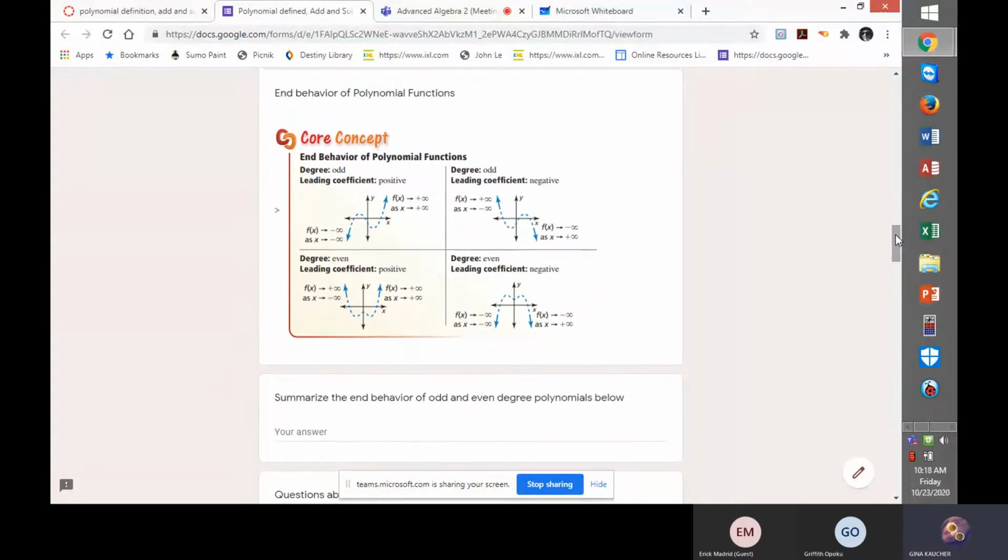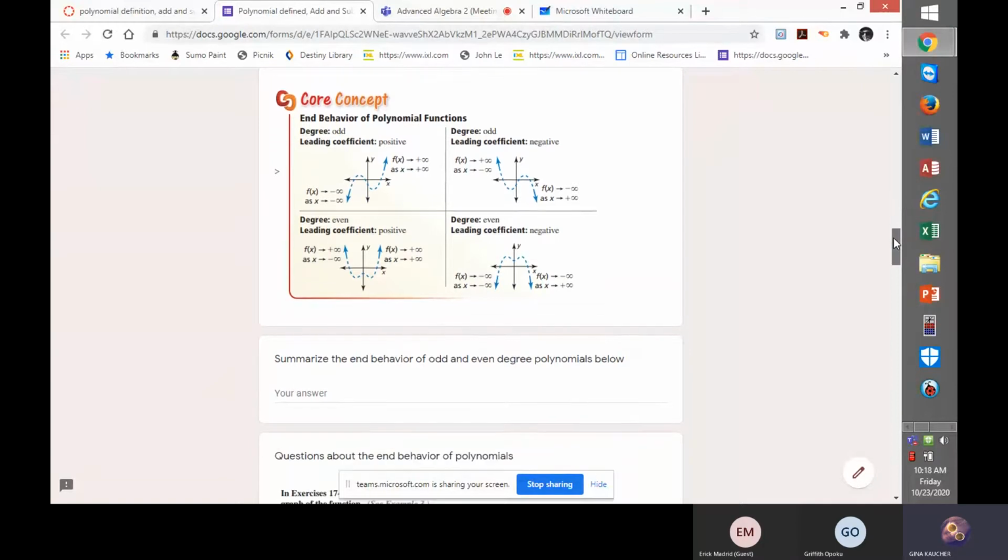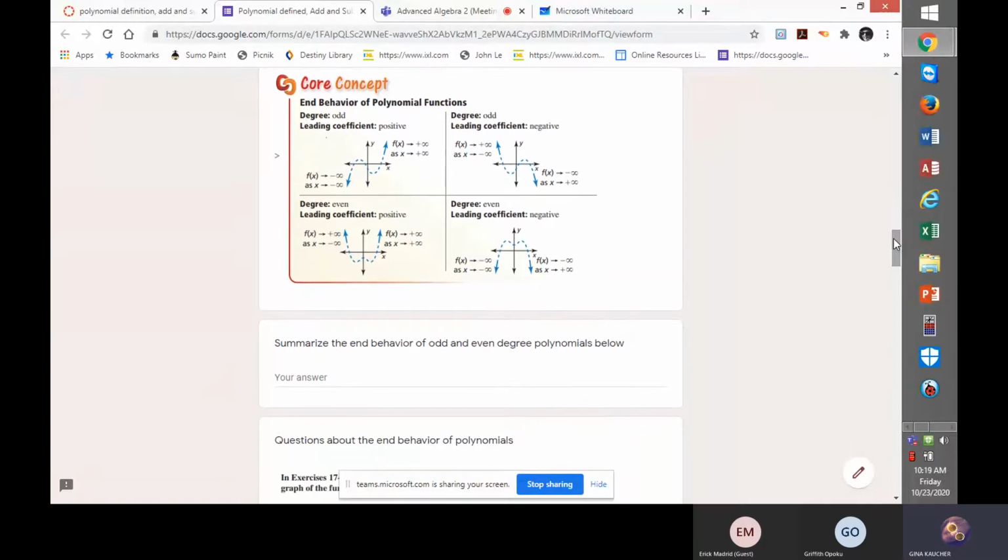The next concept we want to talk about that has to do with characteristics of polynomials, before we add, subtract, and multiply, is the end behavior of polynomial functions. So when you're looking at the graphs, you know what type of polynomial you're looking at. If your degree is odd and the leading coefficient is positive, it's going to be rising. Well, not in the middle, but the ends would be rising. So they'll go in opposite directions.